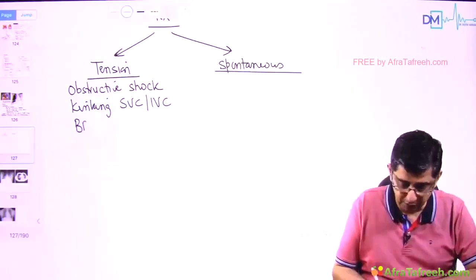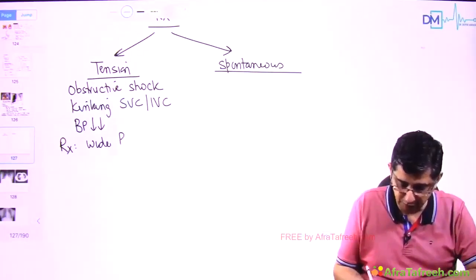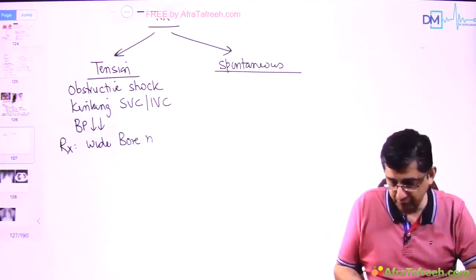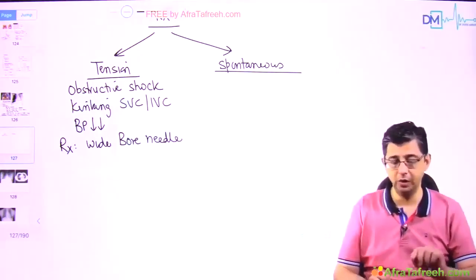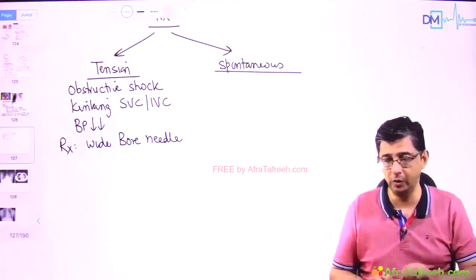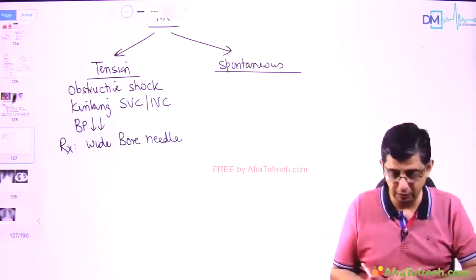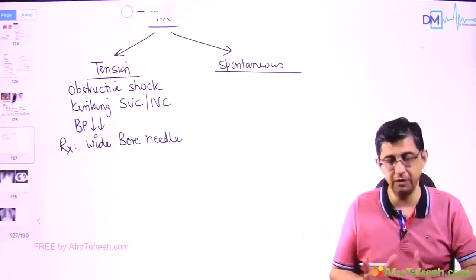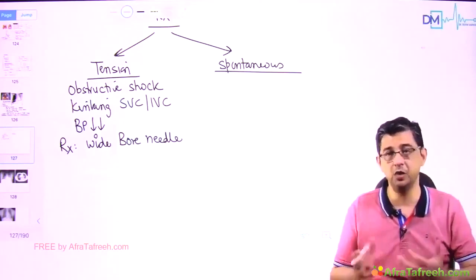The question will usually ask what is the first line management for this patient, which is that you're going to put a wide bore needle into the chest of this patient. This wide bore needle will cause sudden decompression of the air, so the moment the needle goes into the pleural cavity, you will hear a hissing sound from the back side of the needle, which will reveal that there was air present in the pleural cavity which you have allowed to evacuate.